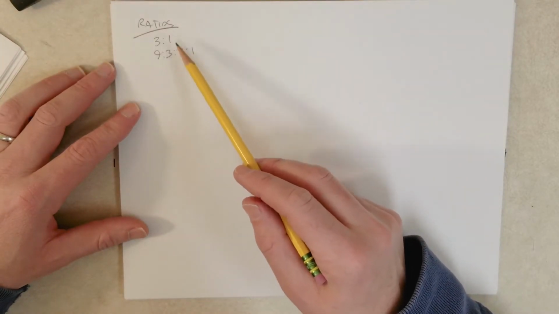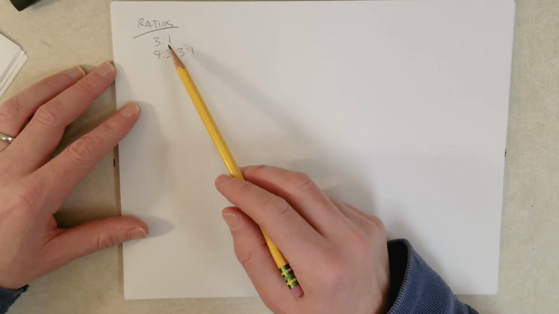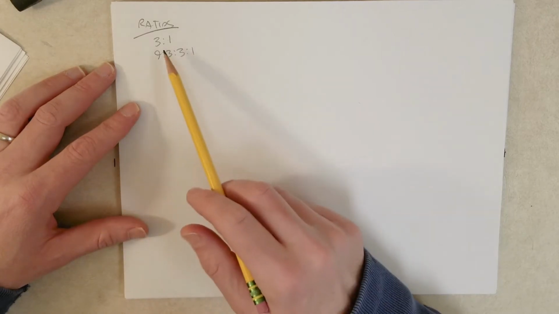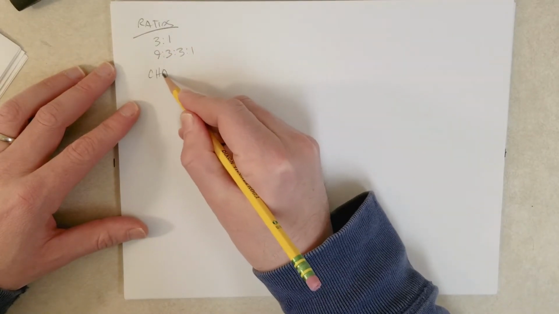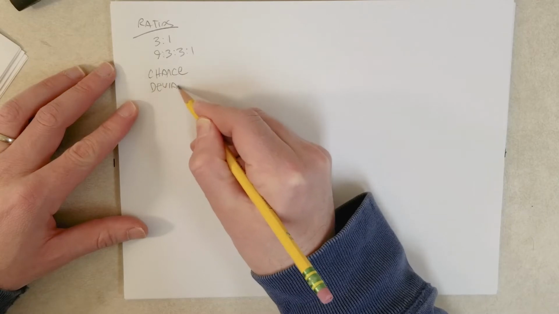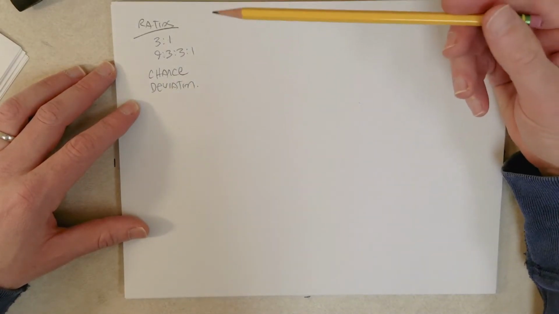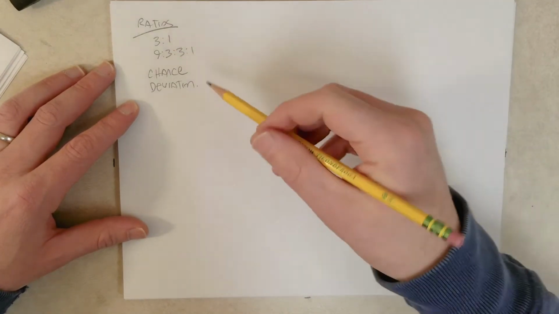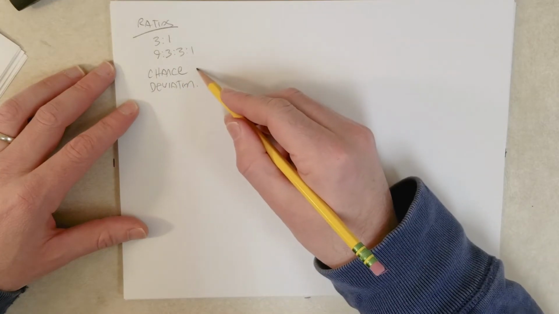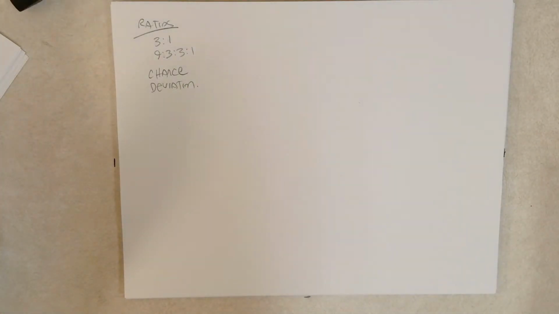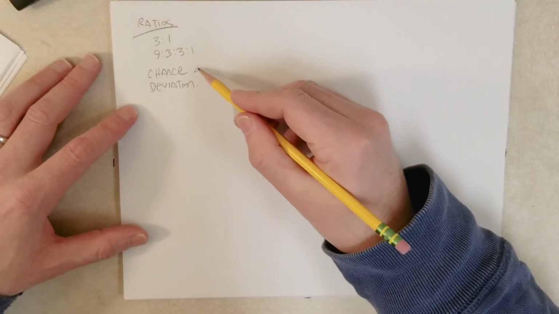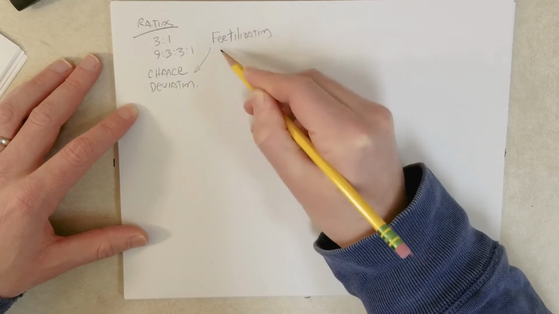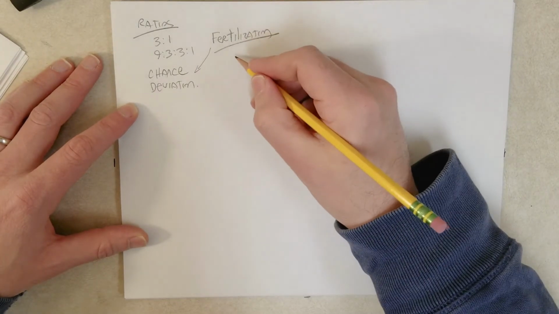It's important to note that these ratios don't have to be exact, because of this phenomenon called chance deviation. We'd be very surprised if the ratios were exactly 3:1 and 9:3:1. So what is chance deviation, or when does it occur in our genetic experiments? One place it can occur is during fertilization, right?